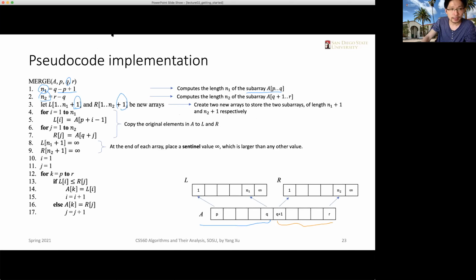And from line 8 to line 9, there's a special operation that sets the last elements of L and R to be infinity. Okay, so this infinity is the biggest number in the computer system, so it is larger than any number it's compared with. We'll see how these sentinel values, infinity, will be useful. It basically makes it easier to implement the algorithm in the next few steps.